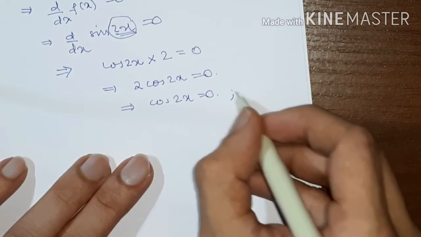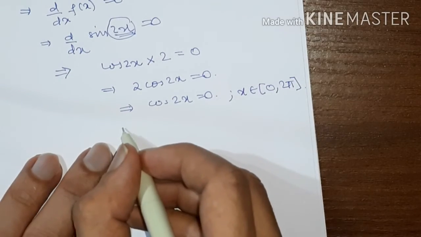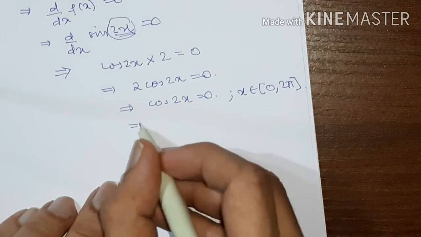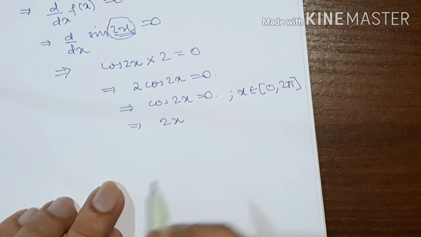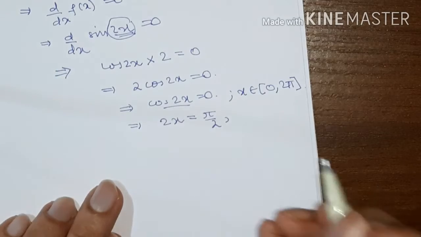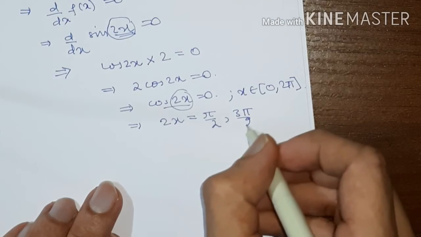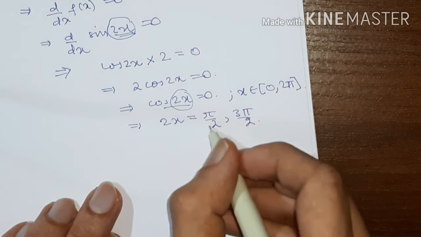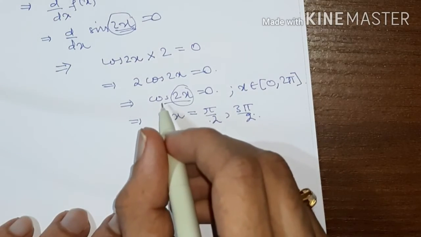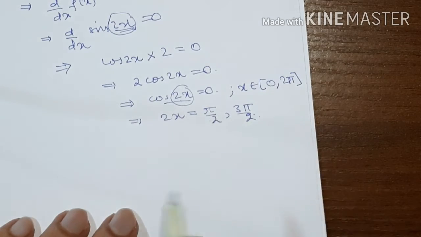And you remember that x belongs to 0 comma 2 pi. Now cos is 0 when 2x is equal to either pi by 2, because cos of pi by 2 is 0, or 3 pi by 2, that is, odd multiples of pi by 2. At those points cos is 0, so 2x is pi by 2 and 3 pi by 2.